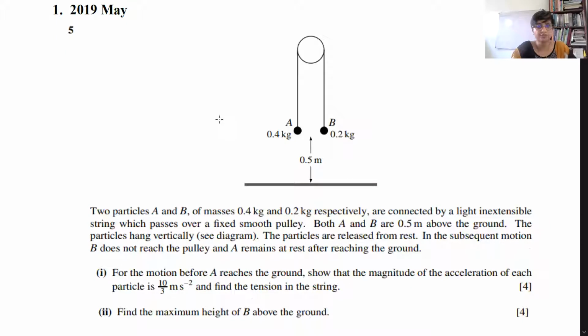Let's look at part 2. Part 2, find the maximum height of B above the ground. Now, this part needs some analysis, some slowing down and contemplating, and really thinking what happens to this system after A hits the ground. This is a part of the connected particles problem.